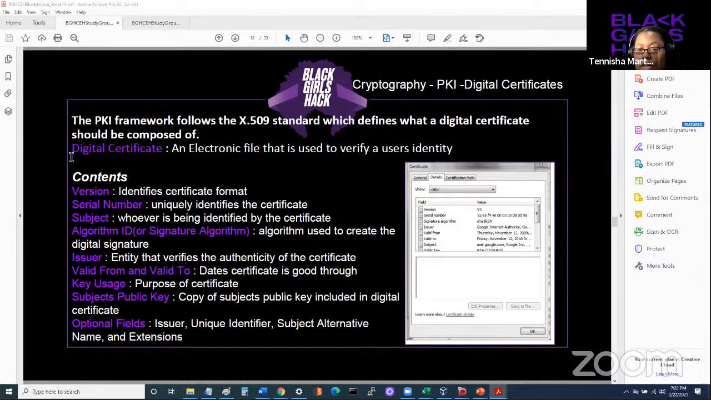A digital certificate is an electronic file that is used to verify users' identity. You'll see very specific and the same information in the digital certificate: for example, the version, the serial number, the subject, the algorithm being used, as well as other optional information and fields. You don't necessarily need to know these. You really just need to know the things we talked about earlier, about the CA and the RA, the purpose of a digital certificate, and the fact that it follows the X509 framework.